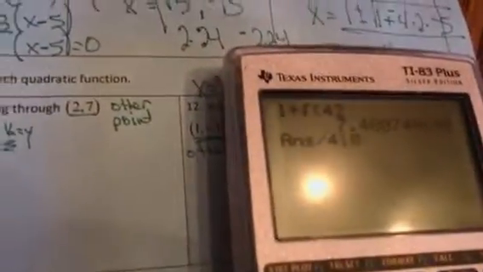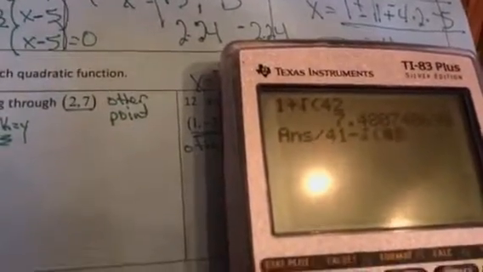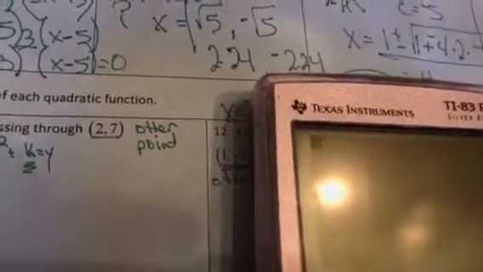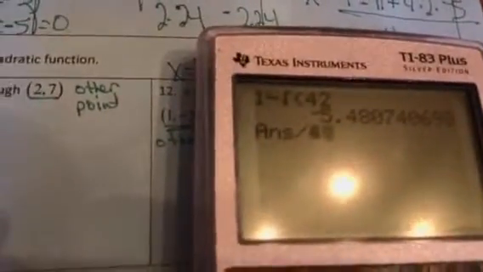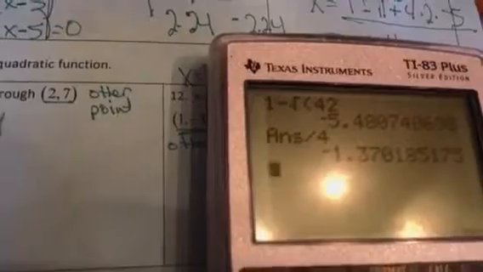And then you can do 1 minus the square root of 42. Sorry, 1 minus the square root of 42. And then divide by 4, and there's your other answer, so -1.37. Okay?